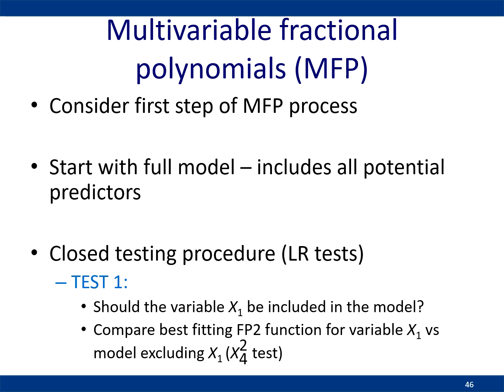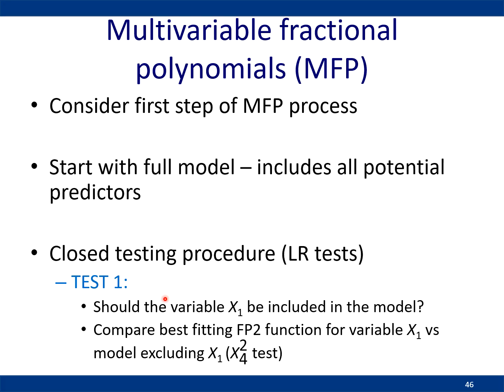So let's consider the steps of the MFP process. Because it's using backward elimination, we would begin with the full model, so including all our candidate predictors. And then as part of this closed testing procedure, the first test, as I said, considers whether the variable should be included in the model or not. And this closed testing procedure uses a series of likelihood ratio tests.